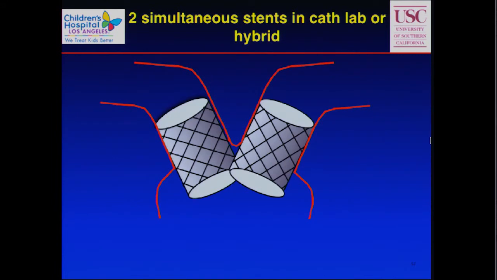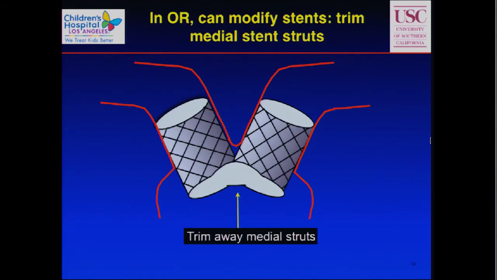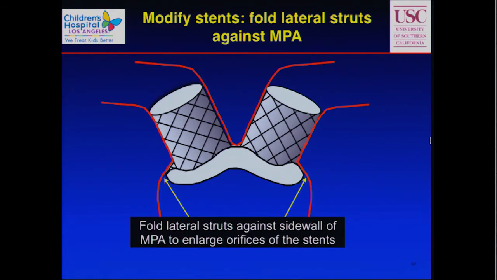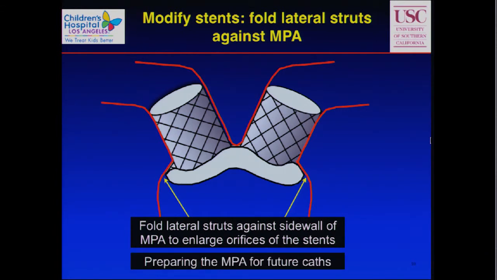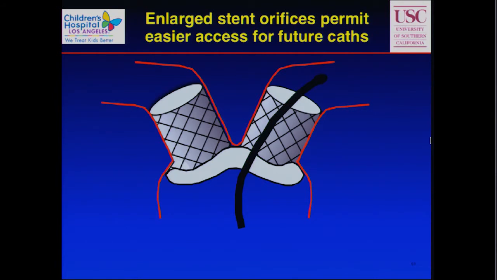So again, you see how we put the 2 stents in. The surgeons remove the middle part of the struts, and then the lateral stretch it open. So now you have a single large orifice to work with in the cath lab. This is a very important strategy to work with your surgeons if you plan these out in the future. So now the catheter can go to both sides.